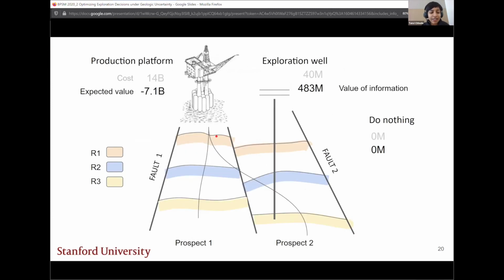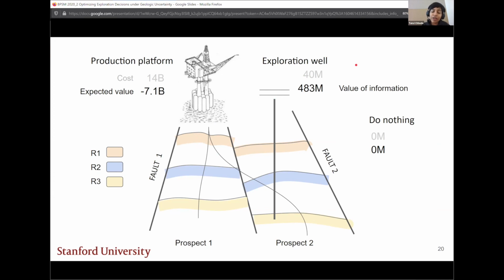So when we do the calculation using the influence diagram that I showed before, we see that if we do nothing, our prior and posterior values remain at $0 million. If we drill an exploration well and we are able to reduce some of the uncertainties, we see that the value of information from drilling that exploration well is $483 million, which exceeds the cost of drilling that exploration well, which was $40 million. Hence, a rational decision maker who is risk neutral will go ahead and drill this exploration well.